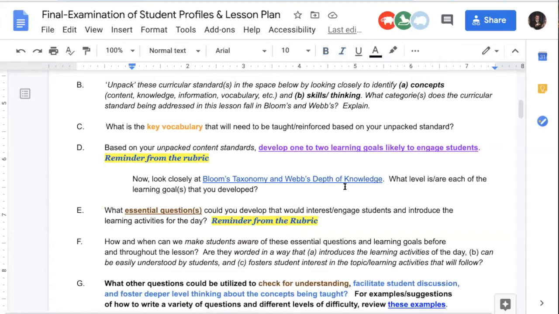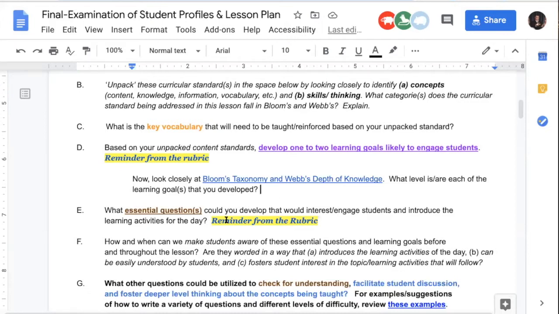Make sure that you identify from your list of 5 or 6 kids, depending on how many are on your list, which student or students need a modified learning goal, and you develop a modified learning goal, as we talked about in earlier class sessions.